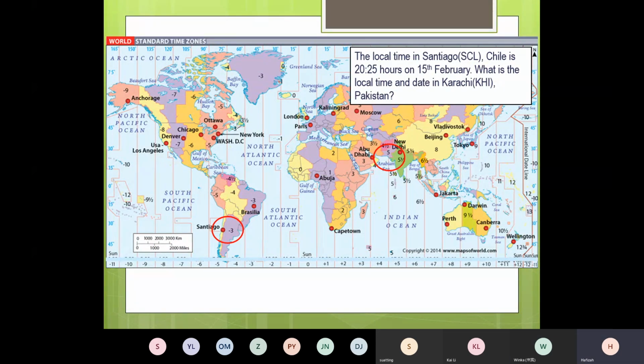Okay, if like this, the local time in Santiago, Chile is 20:25 hours on 15 February. What is the local time and date in Karachi, Pakistan? Okay, so how to calculate this? What is the time?